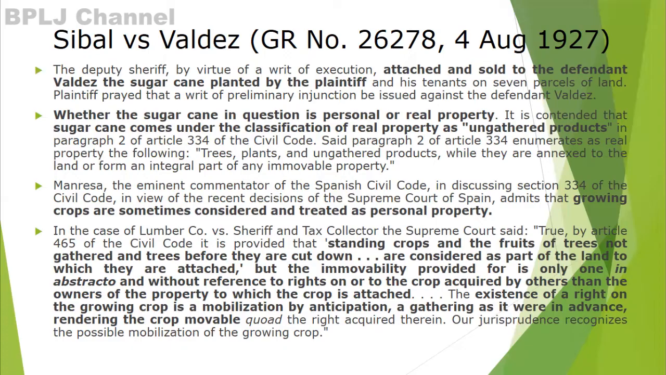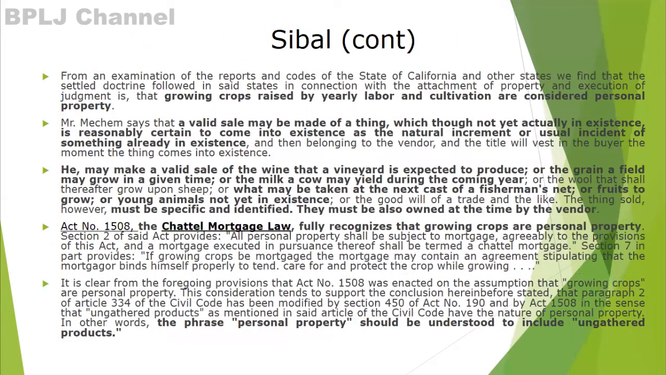So because you planted the crops with the expectation that it will be harvested, that's the reason why, even if it is still attached to the land and it is still a growing crop, there is the so-called mobilization by anticipation, as if you were gathering in advance the crops that are still standing. Growing crops raised by yearly labor and cultivation are considered personal properties.